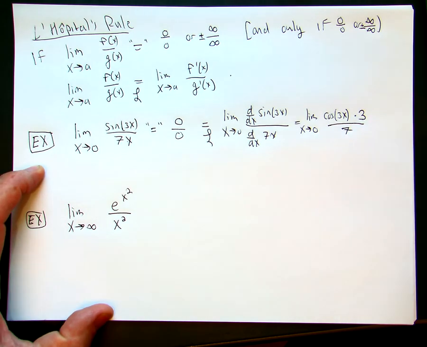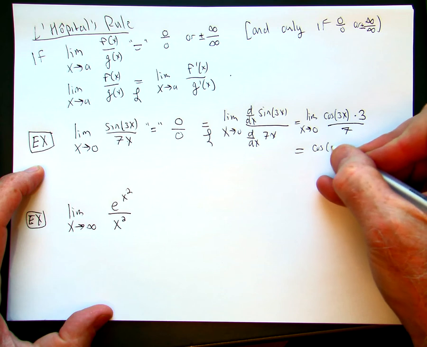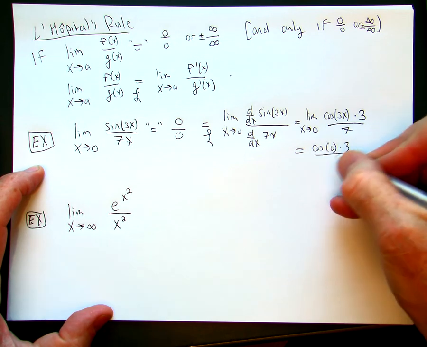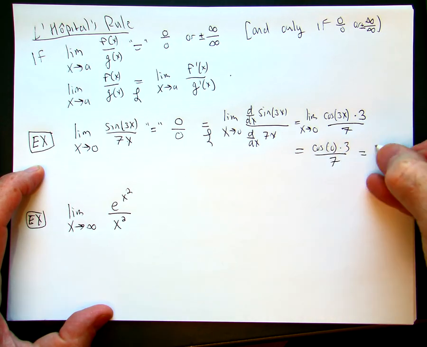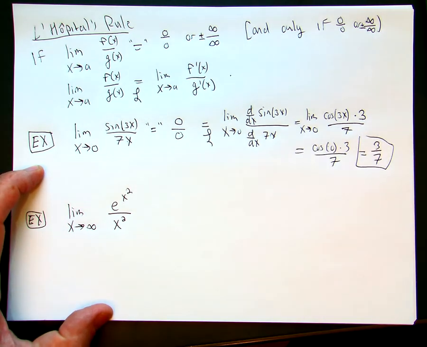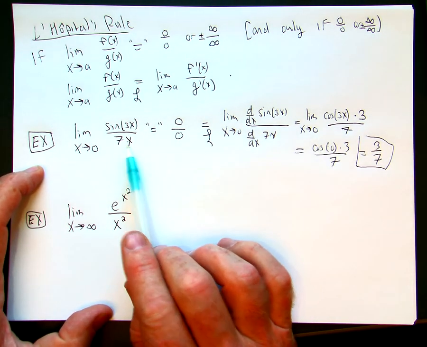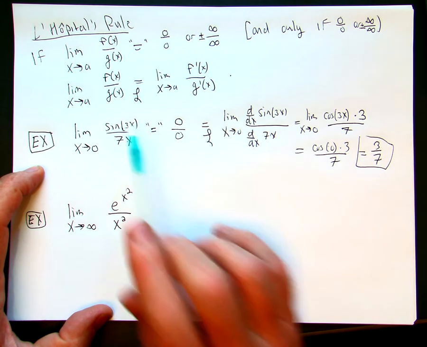Okay, so now I plug in 0. I get cos 0 times 3 over 7. Well, that's equal to 1, so I get 3/7. And that's my answer. That's what this limit equals. And what that means is that the bottom goes to 0 7 times as fast as the top.